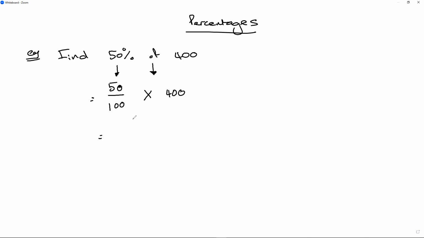So 50 over 100, you can simplify it into a half, or you can use it as is, 50 over 100 as a fraction times 400, and that comes to 200.